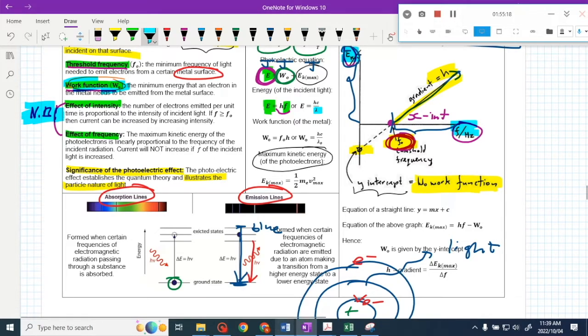So number 1, they're going to ask you questions like this. They're going to say, what can we do to increase the current in the circuit? Okay, what can we do? Do we increase the frequency of the light, or do we increase the intensity? Or can we do both? What should we do?